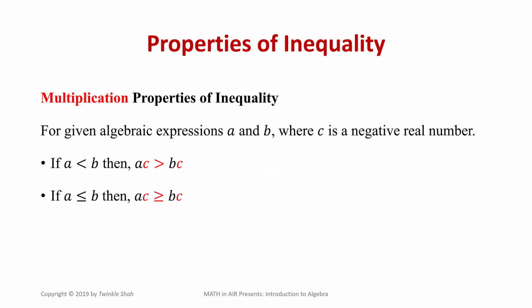If a is less than or equal to b, then a times c is greater than or equal to b times c. If a is greater than b, then a times c is less than b times c. If a is greater than or equal to b, then a times c is less than or equal to b times c.